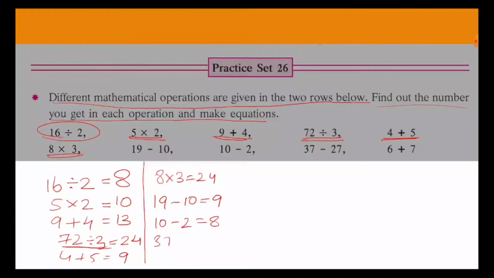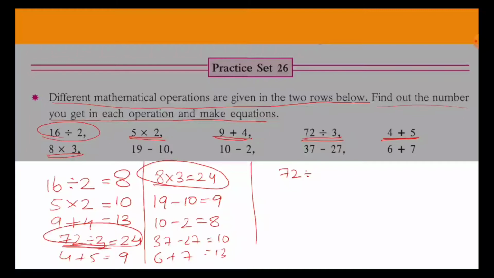37 minus 27 is 10. And 6 plus 7 is 13. So you all can see that this is 24 and this is also 24. So we can write it as 72 divided by 3 will be equal to 8 multiplied by 3, because for both we are getting the answer 24. So if for both we are getting answer 24, then these both are equations.